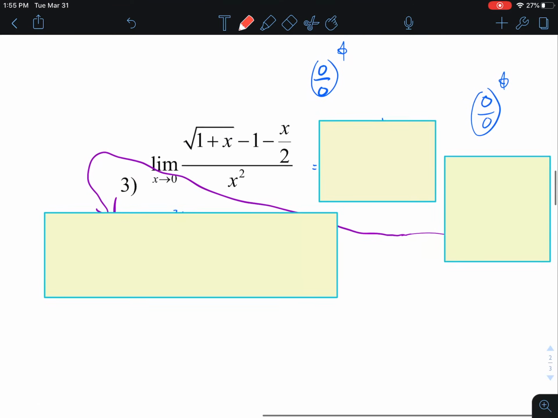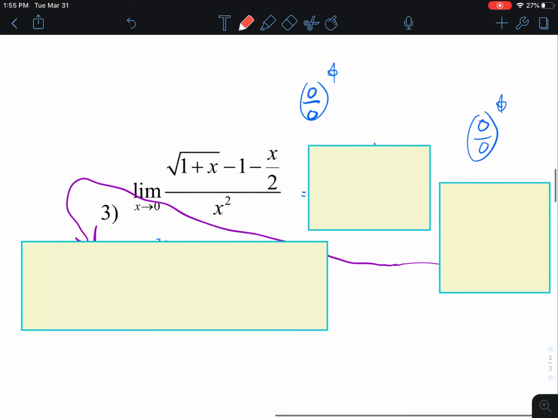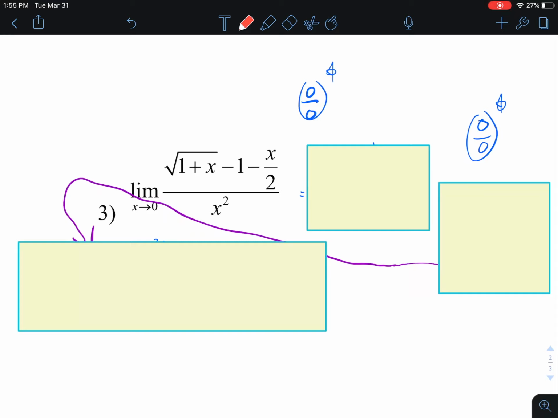Good. Number 3. The purpose of number 3, well, let's see as we go through. Plugging 0 in will get me 1 minus 1 is 0 minus 0. That's 0 in the numerator. Plugging 0 in the denominator gets me 0. 0 over 0. Star. Indeterminate form. I'm going to use L'Hopital's.